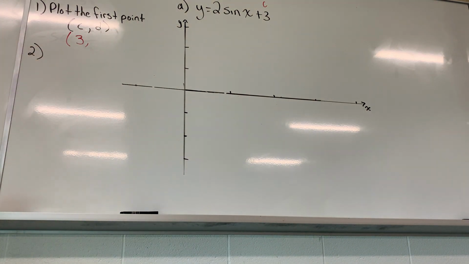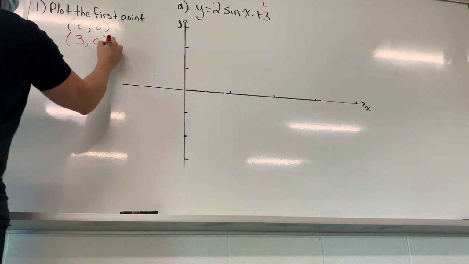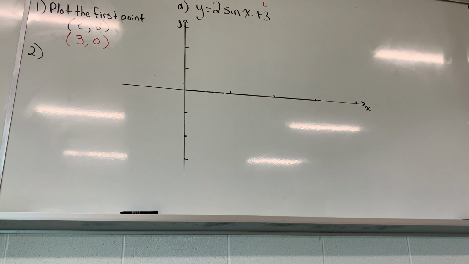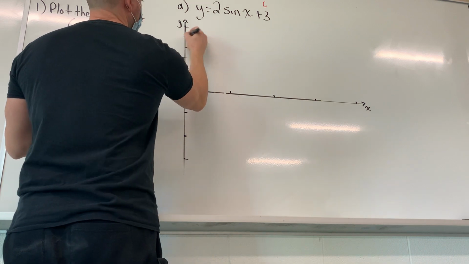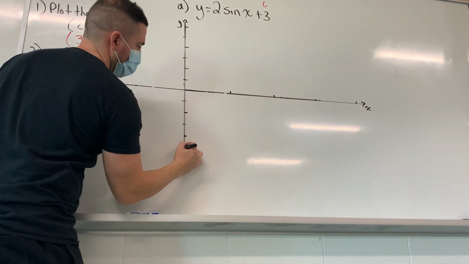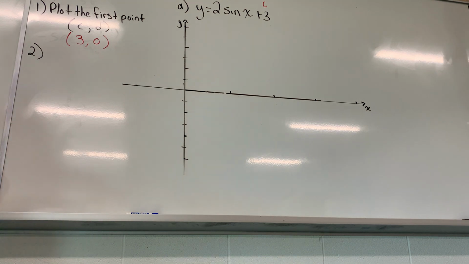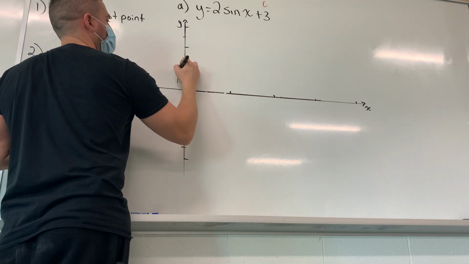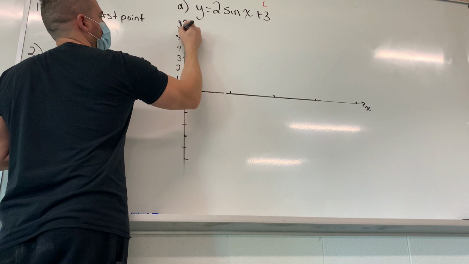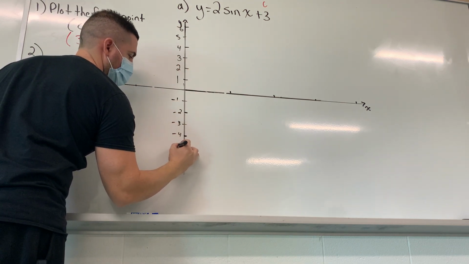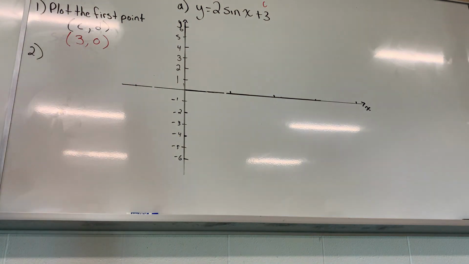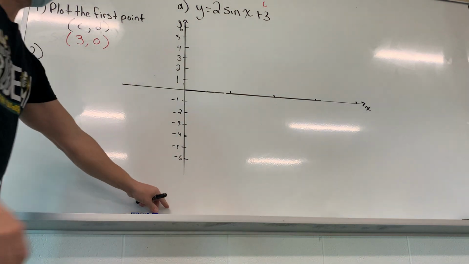And what's our D value? 0. We don't have one, so it's 0. So I'm going to plot this as our first point. And maybe I should use my graph a little bit bigger. Let's split these into twos. Okay, so I'm going to just label my y-axis. So my first point is going to be at 3 and 0.